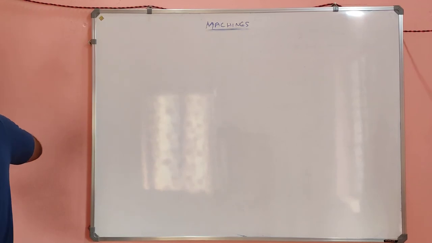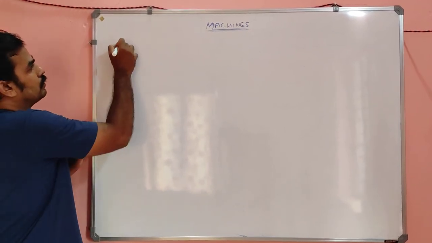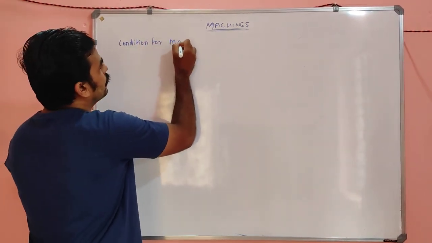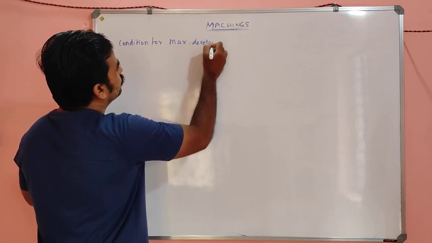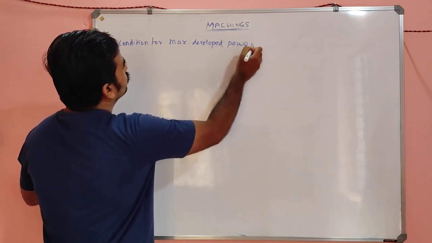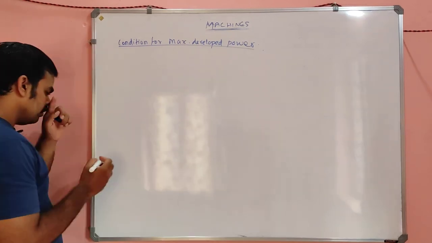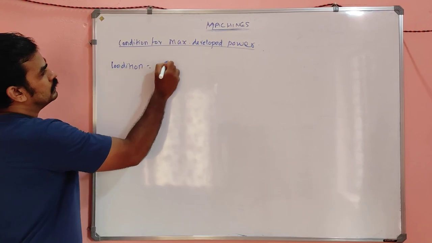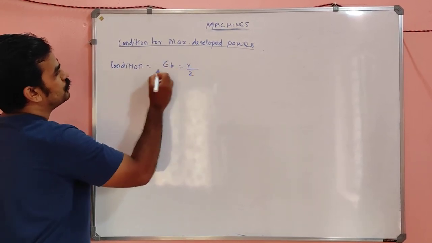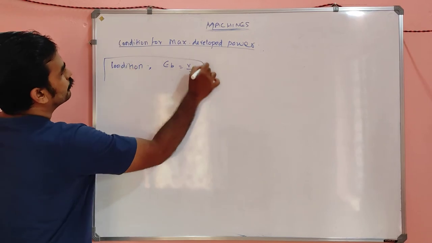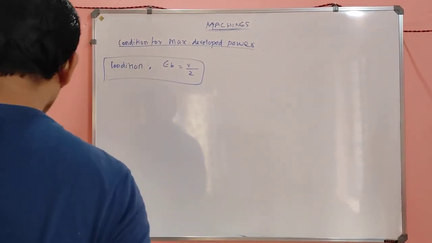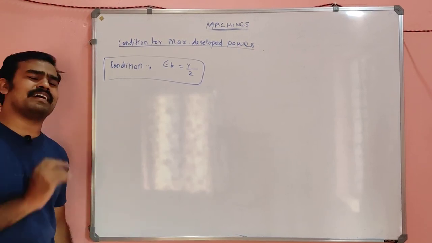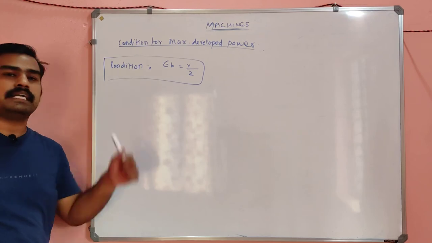Next, the condition for maximum developed power. The condition is that Eb equals V by 2. Under this condition only, maximum power will be generated. There is a proof actually, but we don't want the proof. We just need the equation, okay?